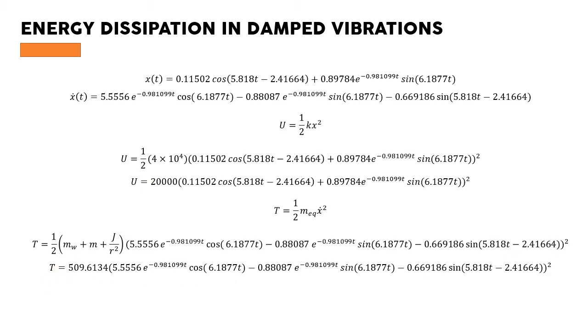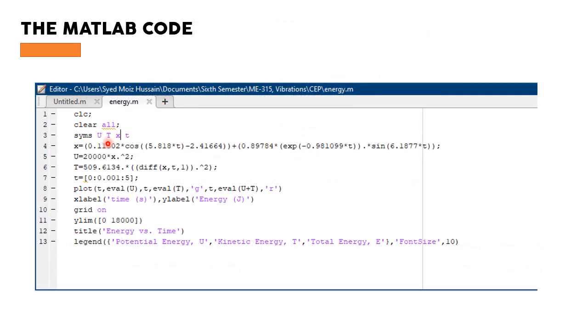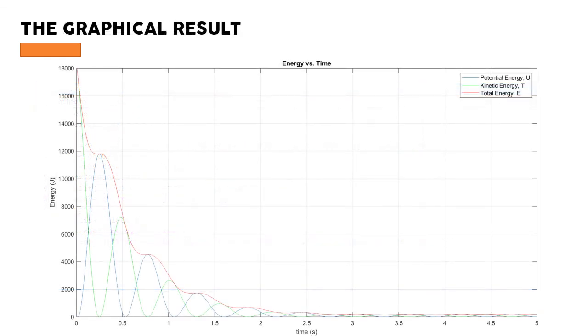Next, we plotted these equations in MATLAB. The first equation is that of the potential energy, and this equation is of the kinetic energy. We have plotted these two equations, and the third equation we plotted is the sum of the kinetic and potential energies. What you see here is the code I wrote in MATLAB to plot these three equations. So this is the response that I got.